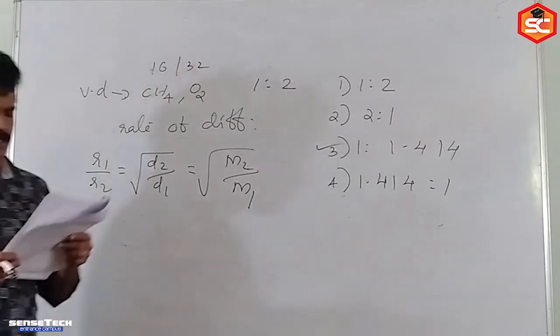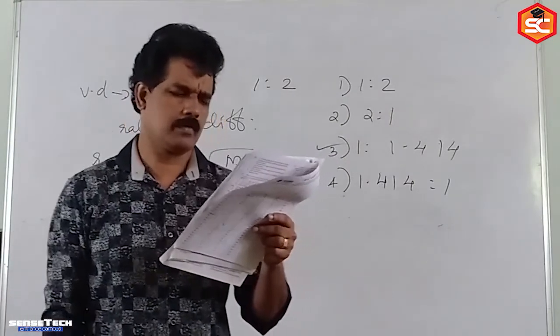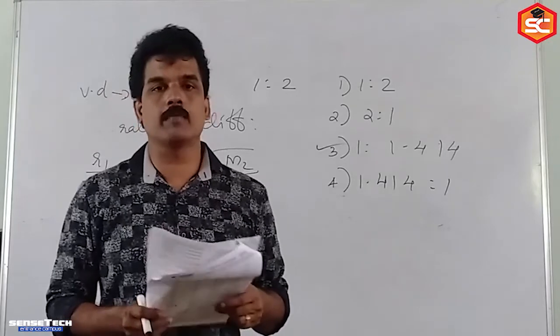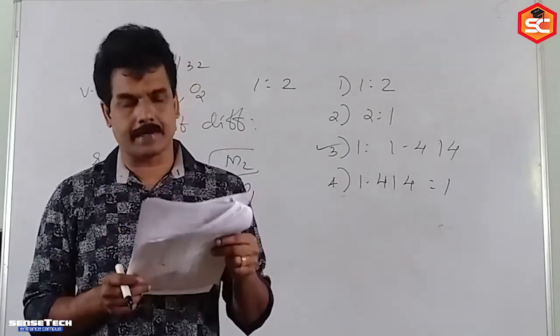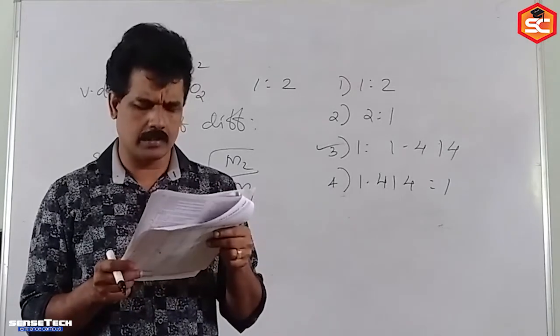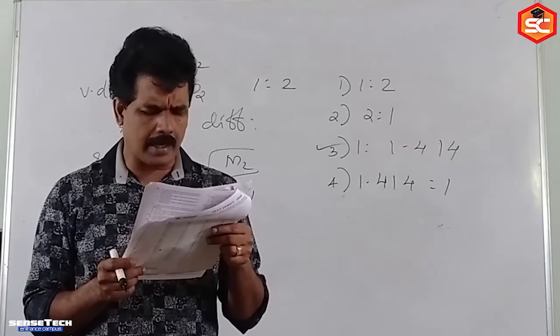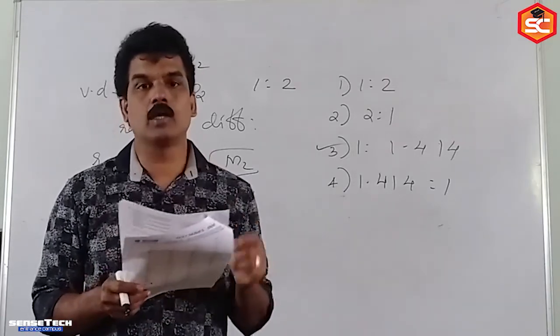Dalton's law of partial pressure will not apply to which of the following mixture of gases? Dalton's law is not applicable in which of the following mixture? The options given: first one is hydrogen and nitrogen, second option hydrogen and chlorine, hydrogen and carbon dioxide, hydrogen and oxygen. Dalton law is not applicable.